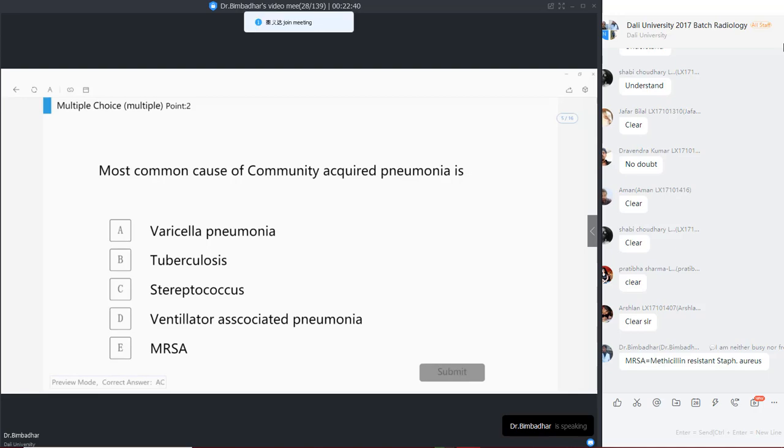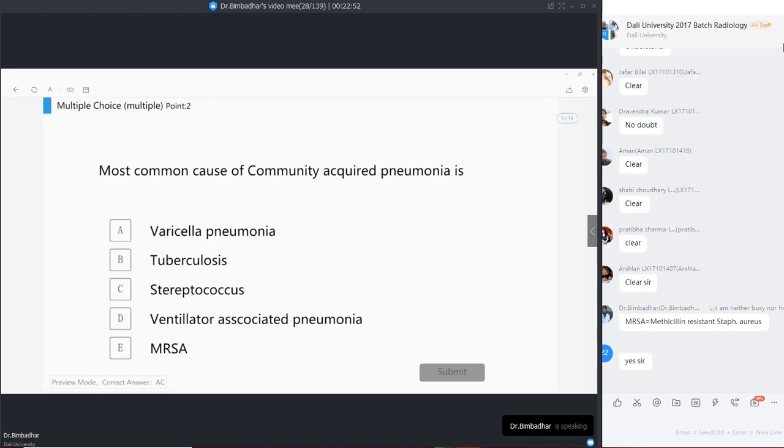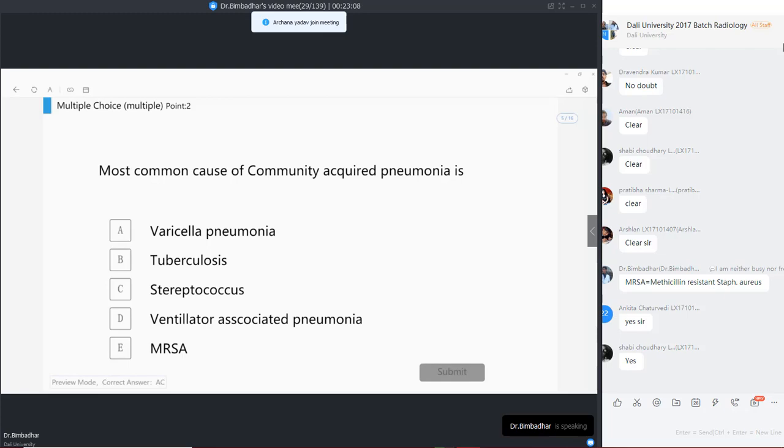If you can remember the Nirbhaya case, the woman in the Delhi incident, the person actually died of MRSA, not due to the trauma. She was put on a ventilator in Singapore. The cause of death in her condition was a serious infection of MRSA. So nosocomial infections are quite hard to treat. By definition, MRSA is methicillin-resistant staph aureus, which means most of these bacteria are completely resistant to all kinds of penicillins.